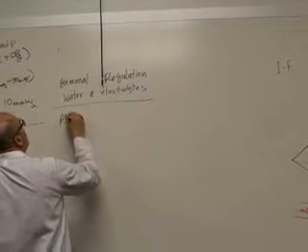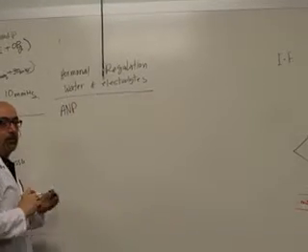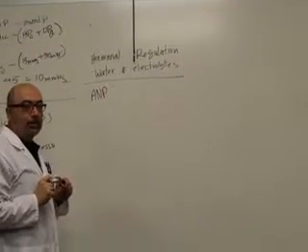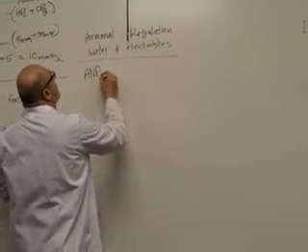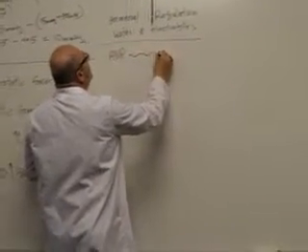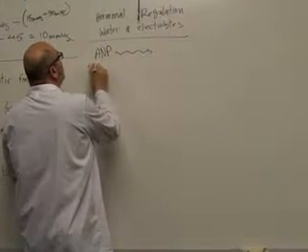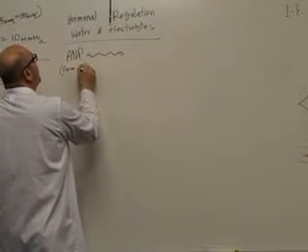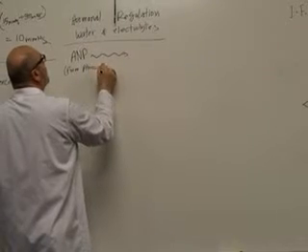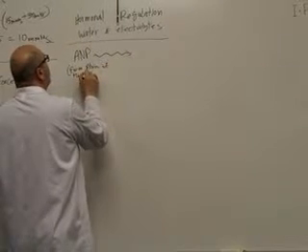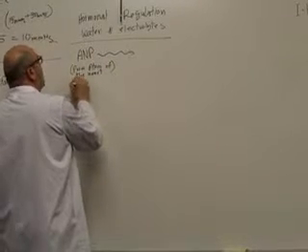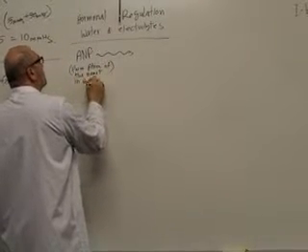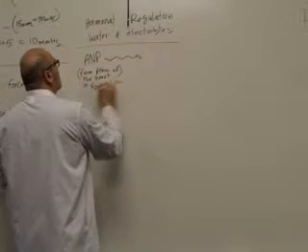atrial natriuretic peptide, called ANP, and that's released from the atria of the heart. So once it's released, this is from the atria of the heart, in response to hypertension.